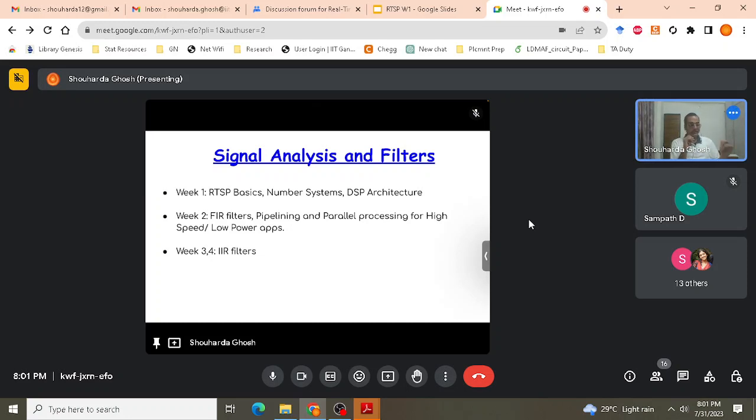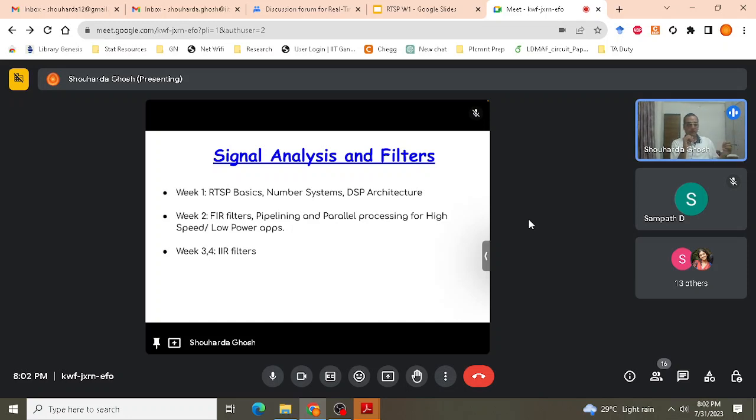Okay, so in DSP architecture we have also got a brief glimpse of the normal von Neumann architecture. Okay, and as well as the memory hierarchy, how it plays an important role in the signal processing systems.